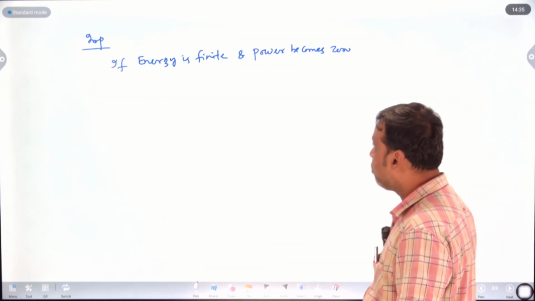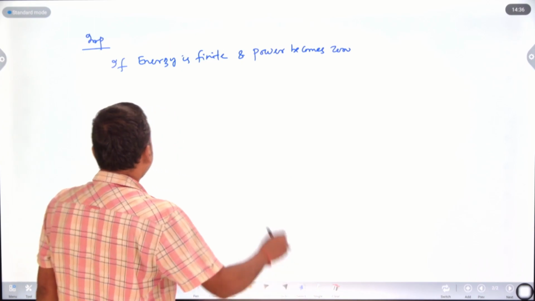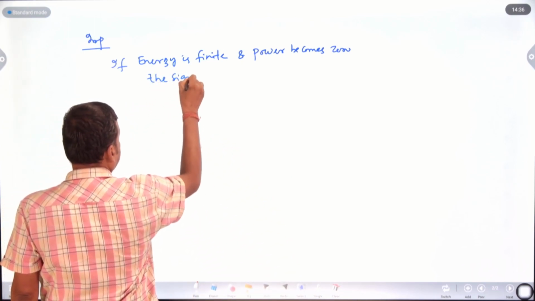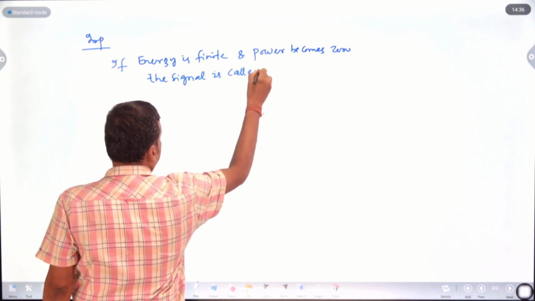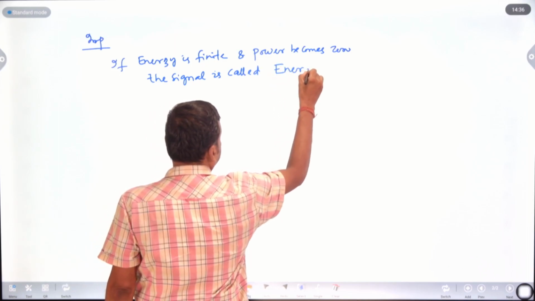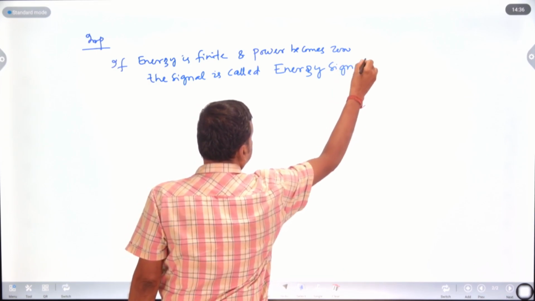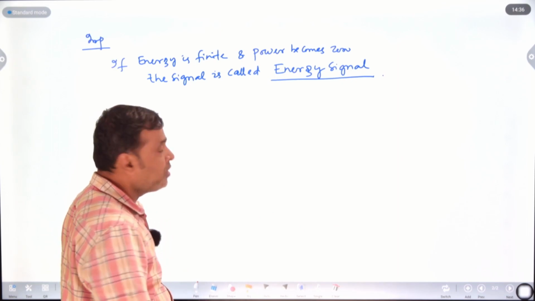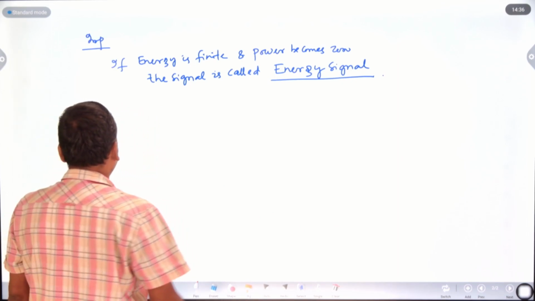But one conclusion is what? If energy is finite, the power becomes 0, the signal is called the energy signal. Okay. If energy is finite and power becomes 0, the signal is called the energy signal. Number 1.